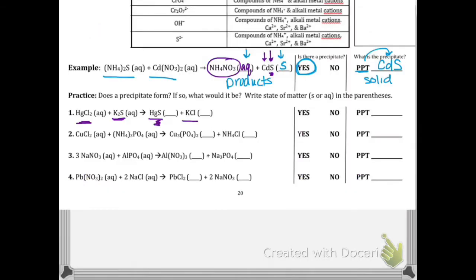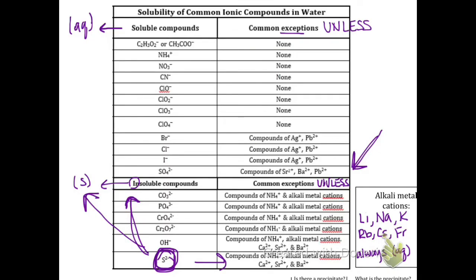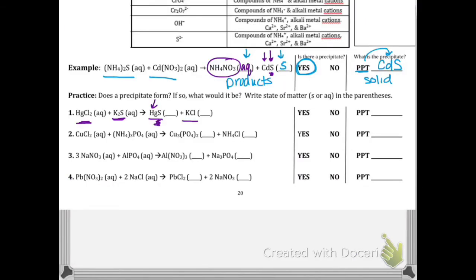So you've got to look. The sulfur is attached to an Hg, a mercury. Is mercury, Hg, any part of these exceptions? The answer is no, it's not. Because it's not part of the exception, you're going to go back here and say it is a solid.